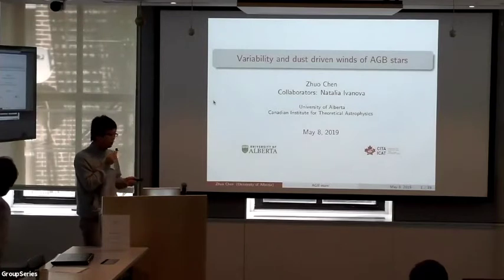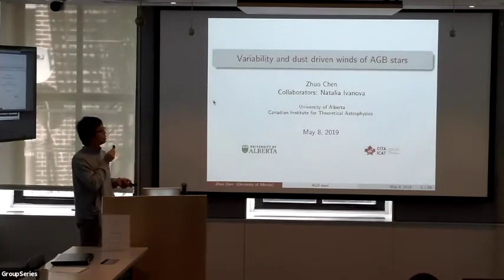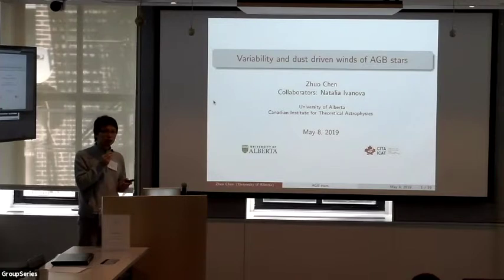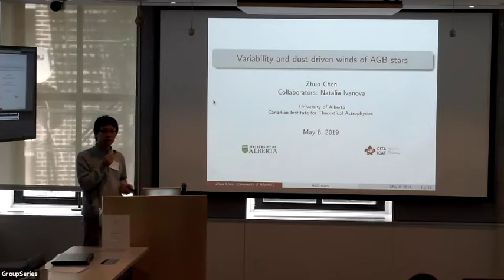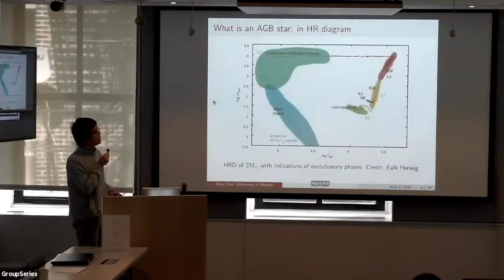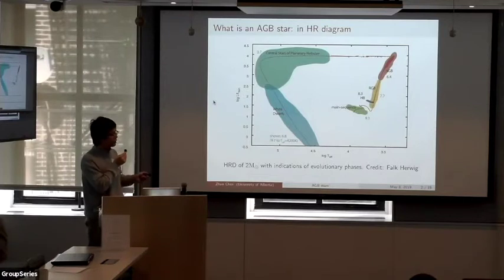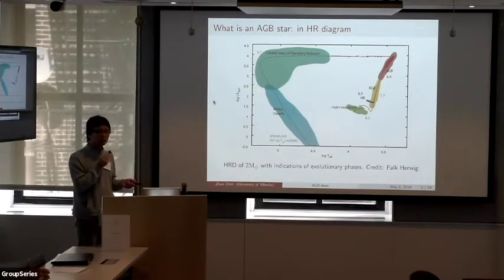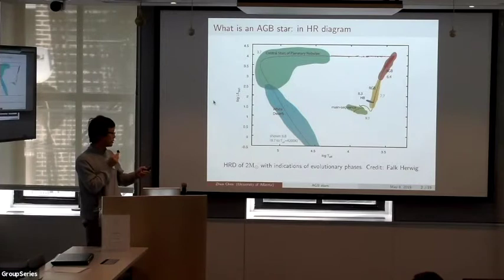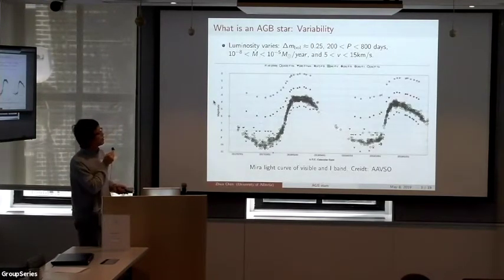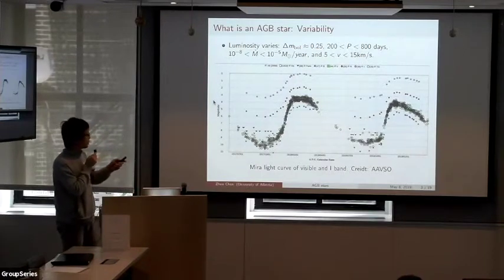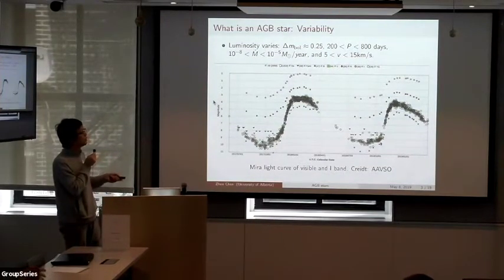So I go back to the similar problem of AGB star, which also has a very large amplitude of light curve. Let's start with what an AGB star is. In an HR diagram, an AGB star lies in the upper right corner, which is cool and high luminosity. It usually drives a wind. And the bolometric luminosity variation is very small.